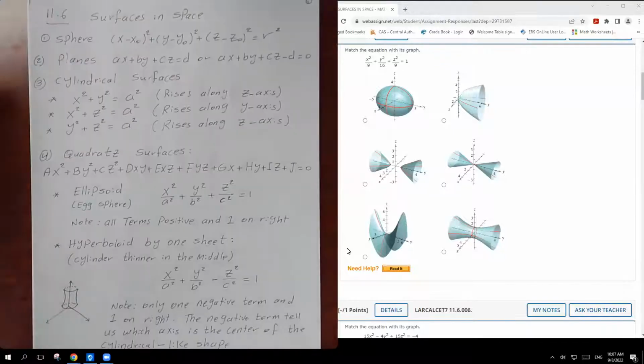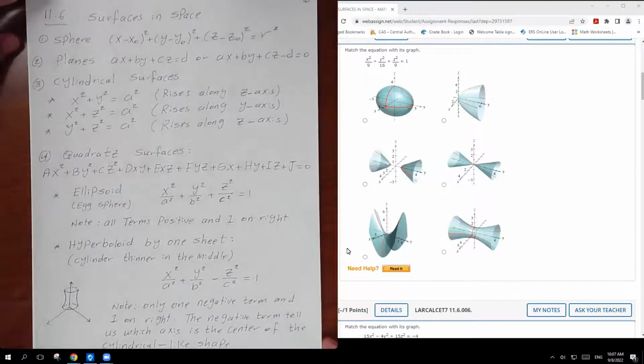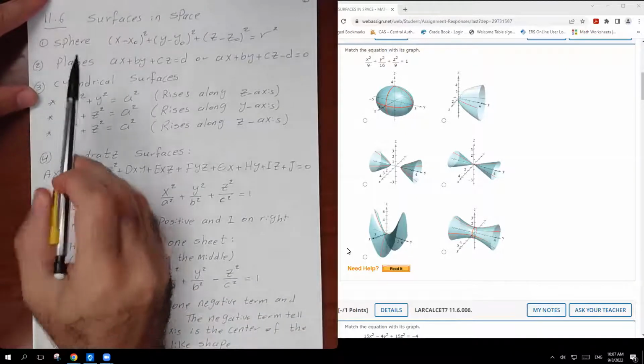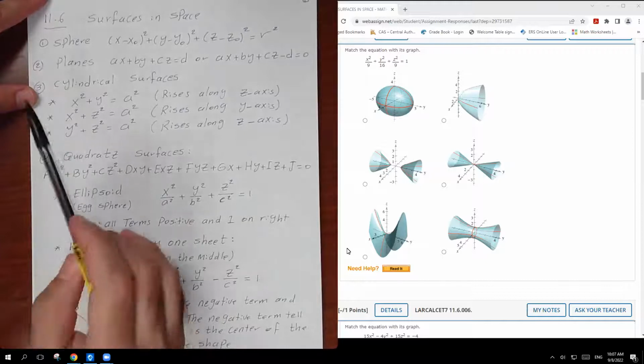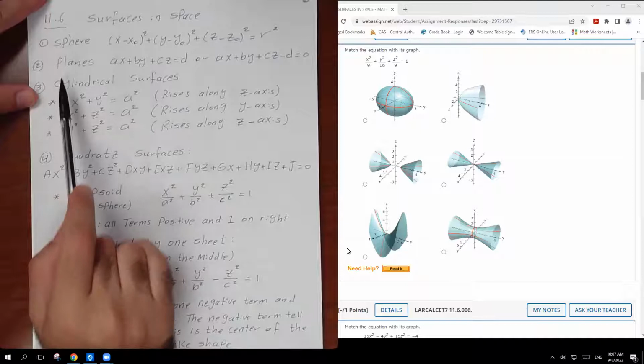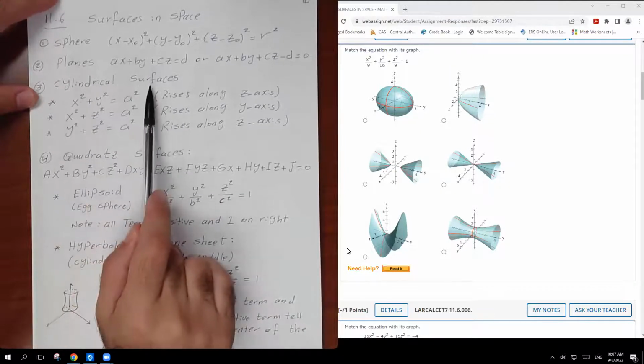So section 11.6, the surface in space. We're going to study the surfaces in all spaces, in 3-dimensional space. And the next section is going to be just the cylindrical surface.